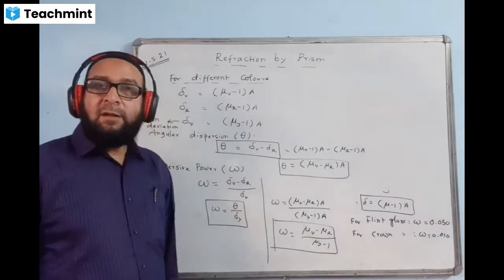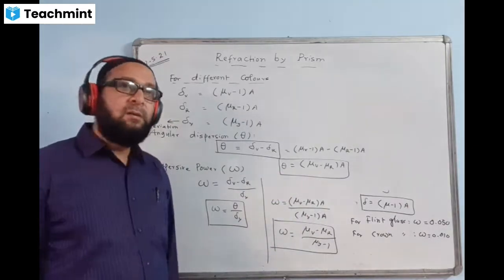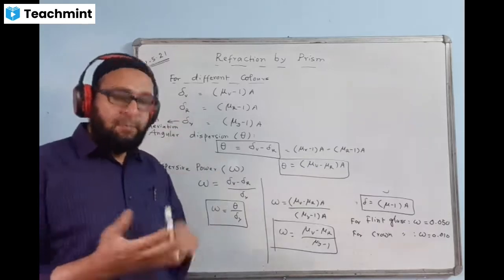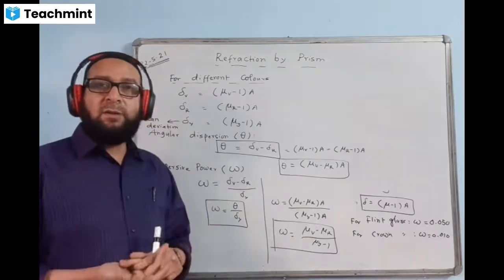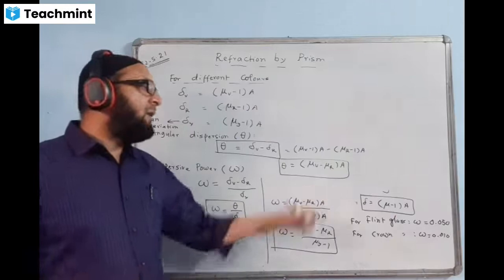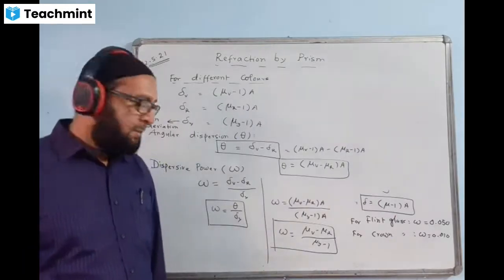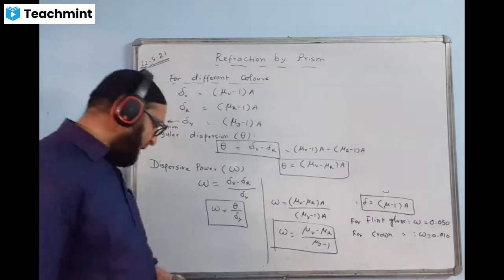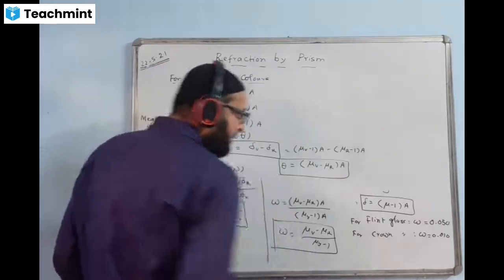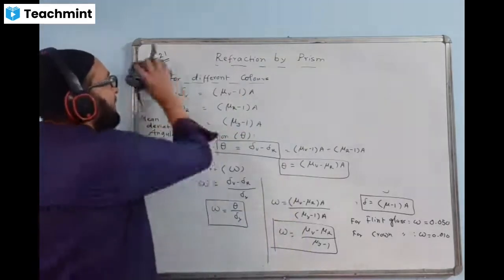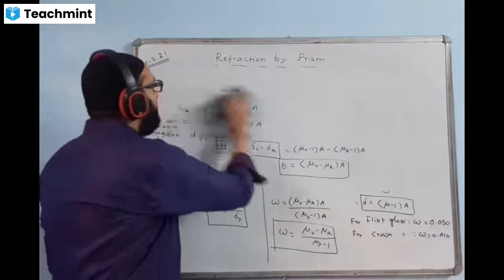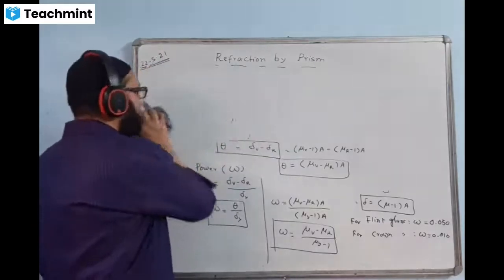There are different types of glasses. Normally the prism glass can be flint glass or crown glass, and accordingly the dispersive powers will be different for them. Got it? Any queries, any clarifications? All clear?